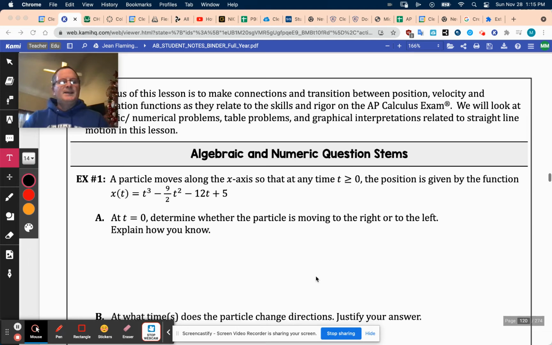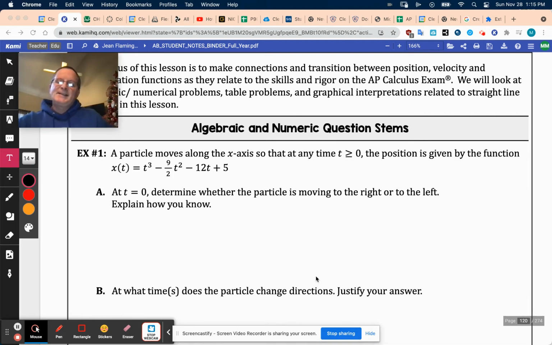The very first one says a particle is moving along the x-axis so that at any time t greater than or equal to 0, the position is given. She does make a note up here that these are very much like what you would see on the AP Calculus exam. At t equals 0, determine whether the particle is moving left or right. Okay, so that's about its velocity.